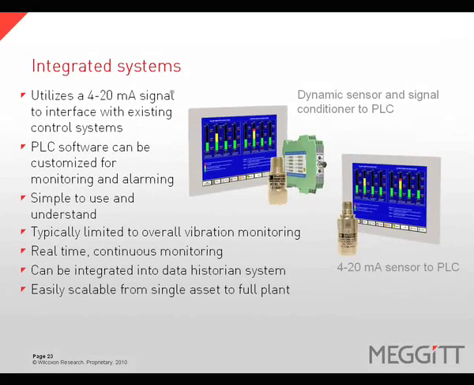Integrated systems utilize a 4 to 20 milliamp signal to interface with existing control systems to provide real-time continuous monitoring. PLC software can be customized for monitoring and alarming. This system is simple to use and understand. It can be integrated into a data historian system and is easily scalable from a single asset to an entire plant.